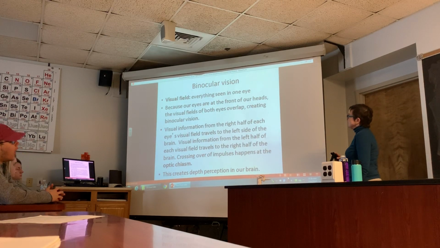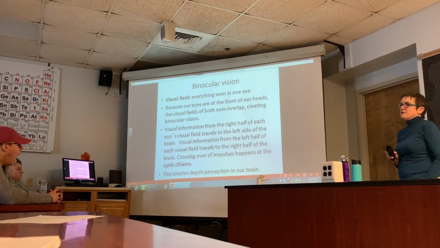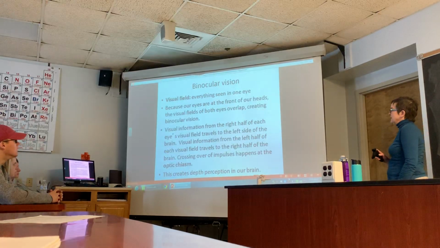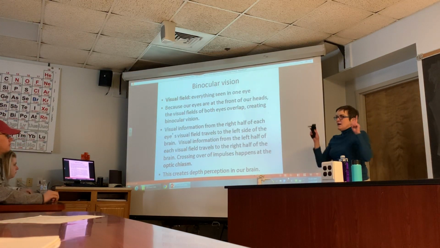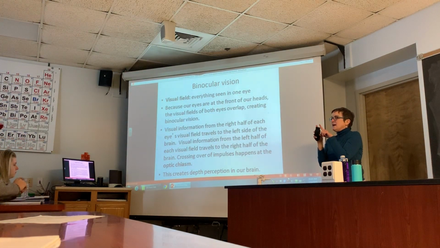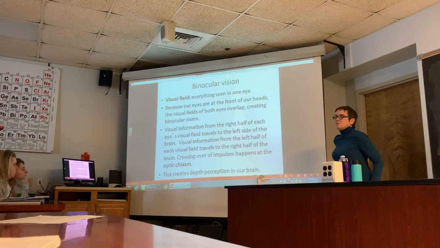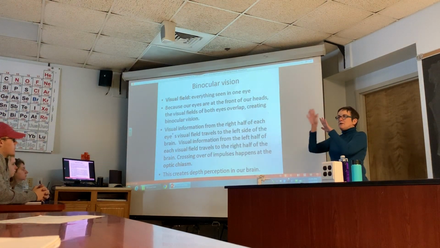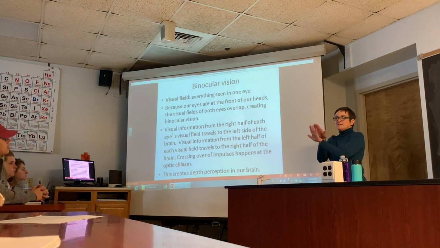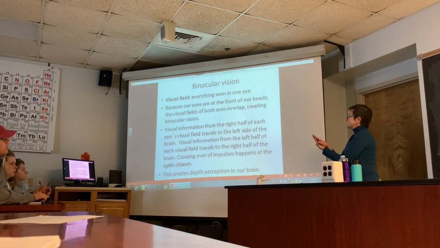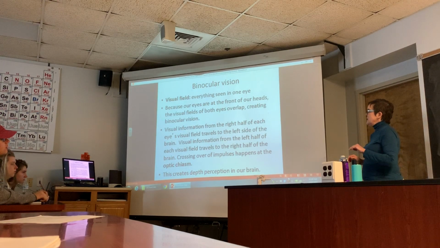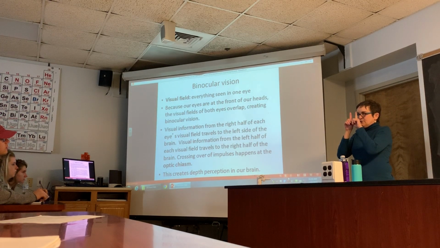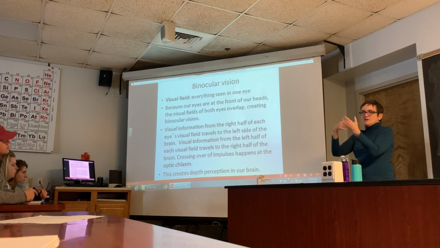Now, what they mean by visual field is what you see in one eye. And because we have our eyes at the front of our heads, we have depth perception. We're able to overlap images in our brain, which creates depth. This is the importance of binocular vision, by having two eyes in the front of your head. That way you have depth perception, so when you reach for something, you can judge the depth. And when you're walking, you can judge the depth better.